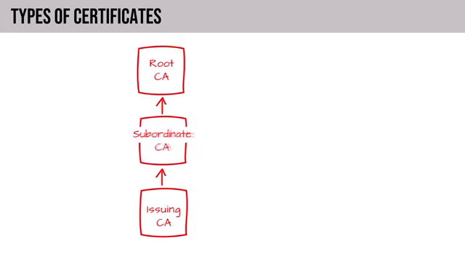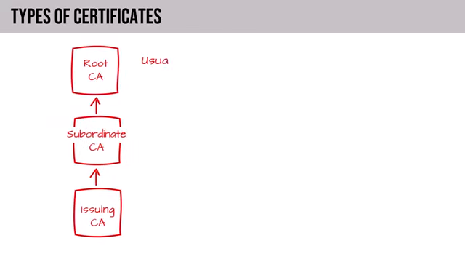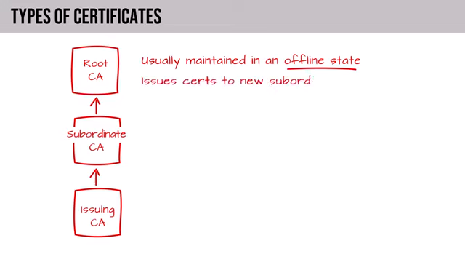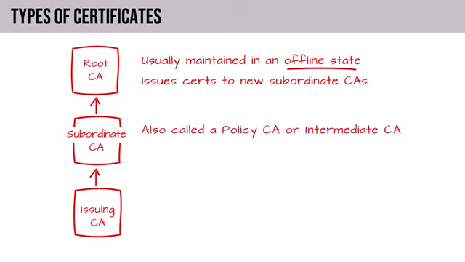So let's look at the roles of these three in a bit more detail. So the root certificate authority is usually maintained in an offline state. It issues certificates to new subordinate certificate authorities, and the root CA, other than when it needs to issue those certificates, where there's an operation where it is absolutely required, it's powered off. The subordinate CA is also called a policy CA or an intermediate CA. It depends on the vendor you're working with. But that subordinate CA issues certificates to new issuing CAs.